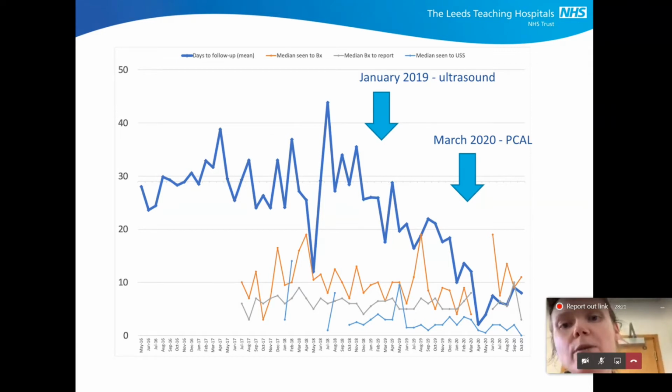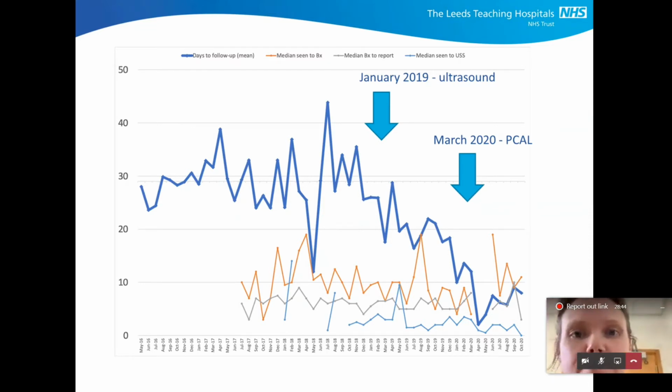So you can see that we are able to do ultrasounds within an average of 1 or 2 days for most patients, whereas the time for biopsy is about the same as it was. The reporting has got a little bit quicker, but because fewer patients are needing a temporal artery biopsy, we're able to bring that average wait time down.